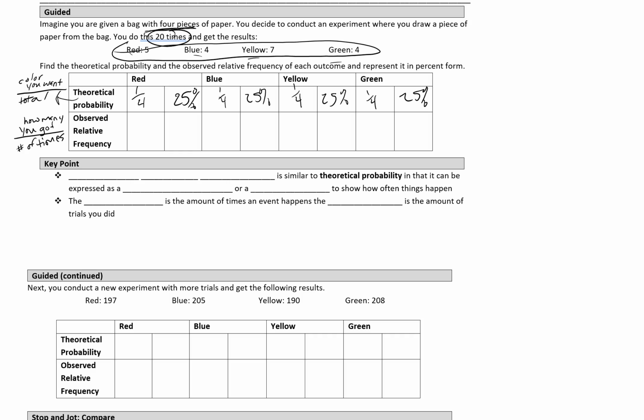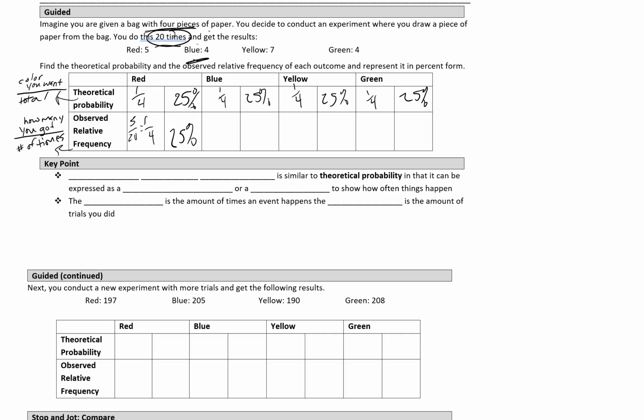Now my observed relative frequency, we're gonna look at our data. How many times did I actually get that thing versus how many times did I do my experiment? So for red, again, if you look up top, we can see red is at 5, and my total is 20. So 5 over 20, we're going to have to simplify. If we divide both of those by 5, we actually do get the same as our theoretical, so 25%.